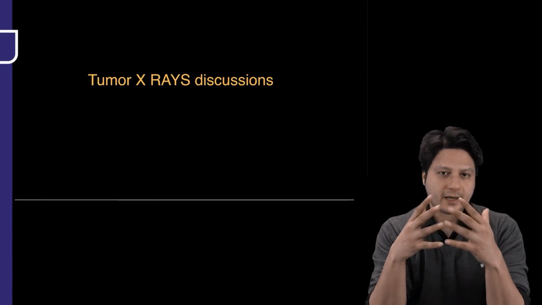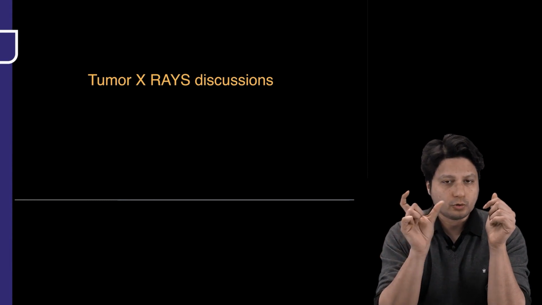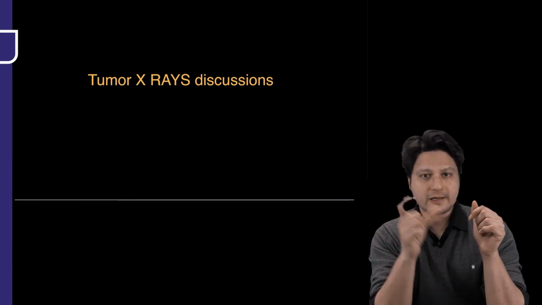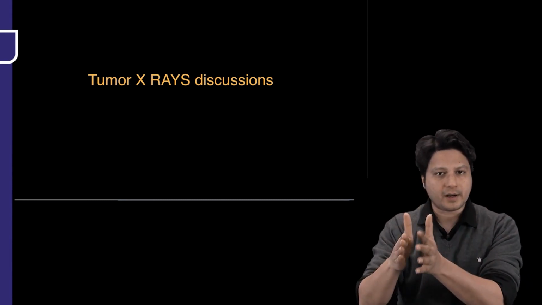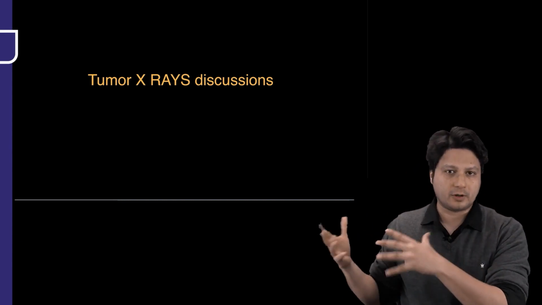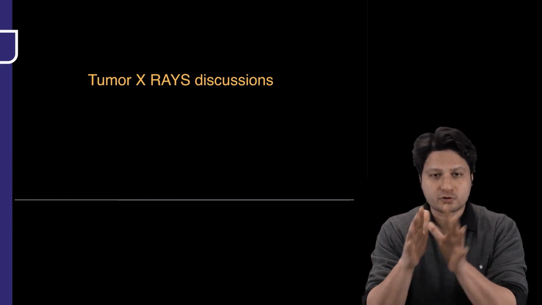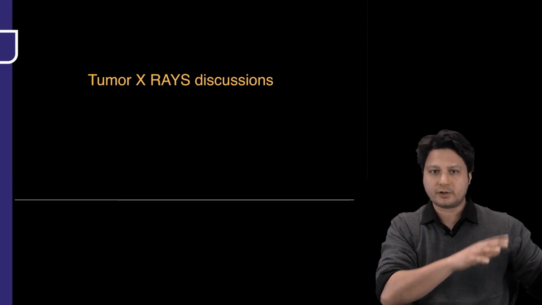So let's have a discussion of the X-rays of the tumors. Whatever we have studied, we are going to utilize those events in order to identify the given X-ray, that the given X-ray is for the tumor of. All right. So let's have a discussion, and it will become much easier if we have understood all the backgrounds in the form of the theory.